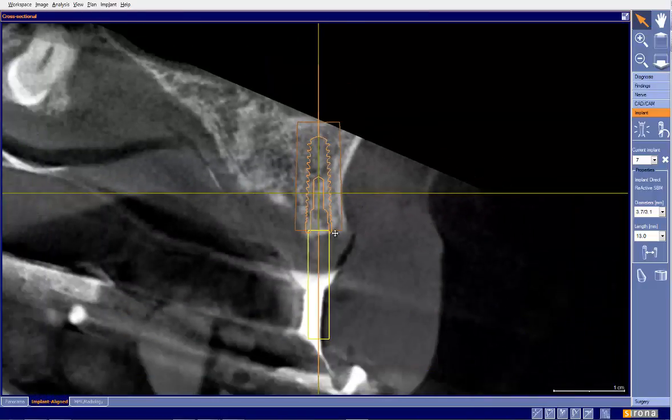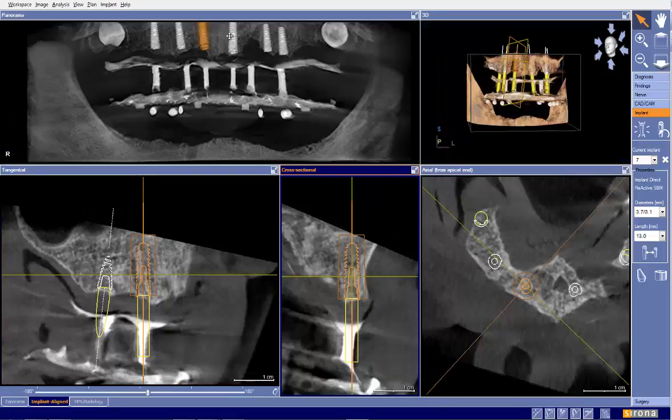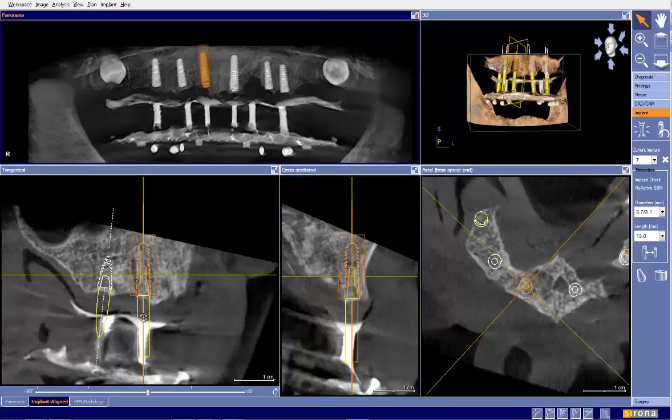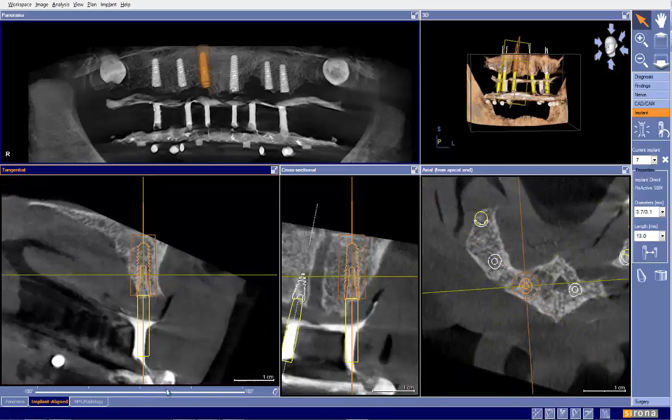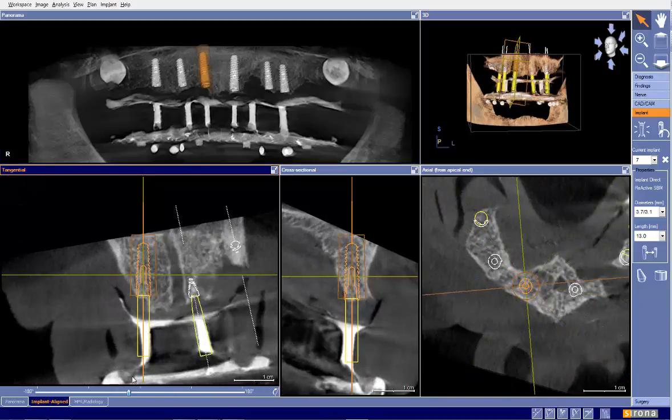Now, again, depending on the definitive prosthesis, where this implant comes, we could consider using an angled multi-unit abutment to redirect the prosthetic portion of the implant. Now, when we move on to the next implant, let me take a look at one more thing here. As we go in 360, it looks okay.